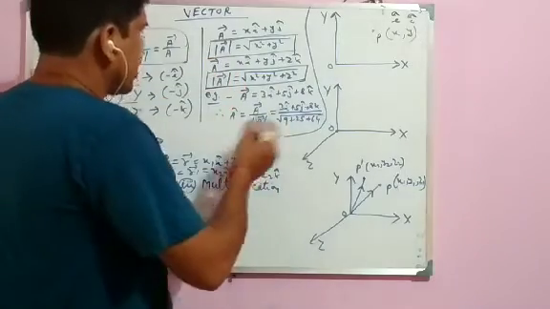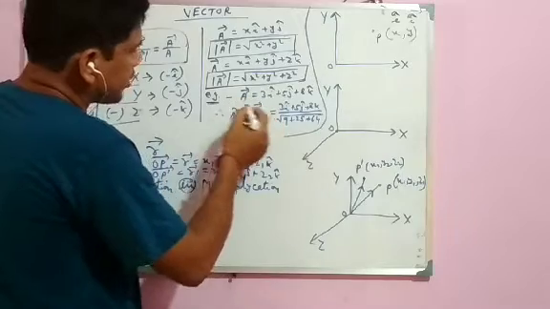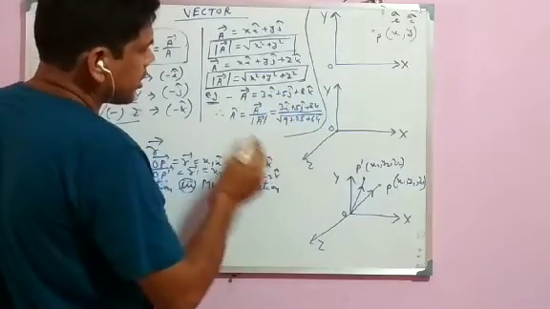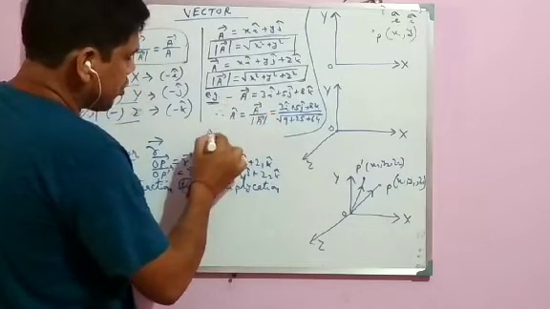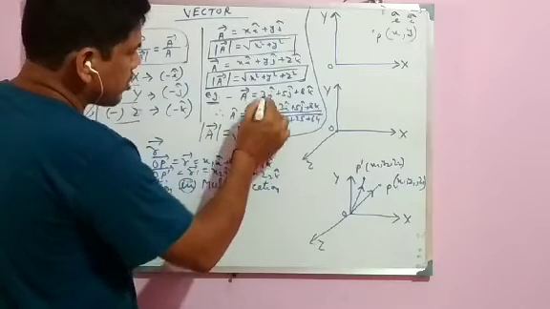Let me give one example. Take this example. A vector A is given as 3I hat plus 5j hat plus 8k hat. Now, how to find the modulus of A? So mod of vector A equals, you have to just square each of these terms.